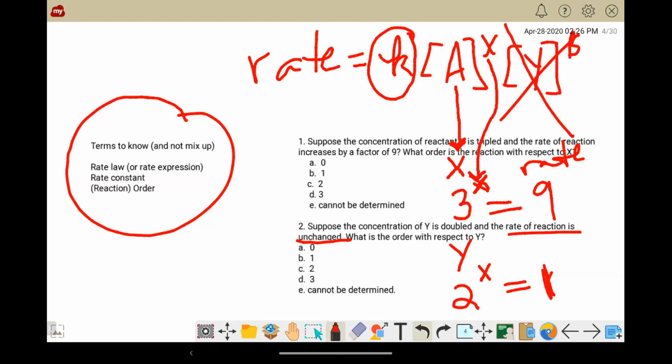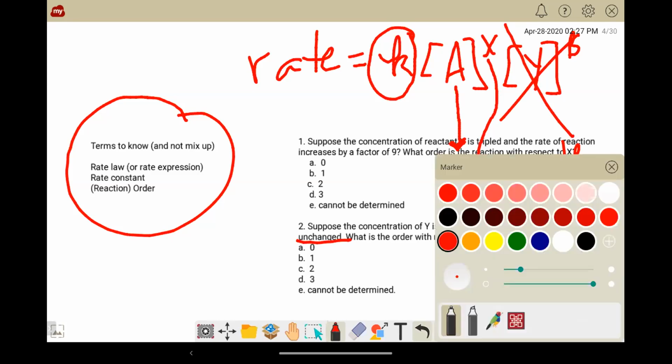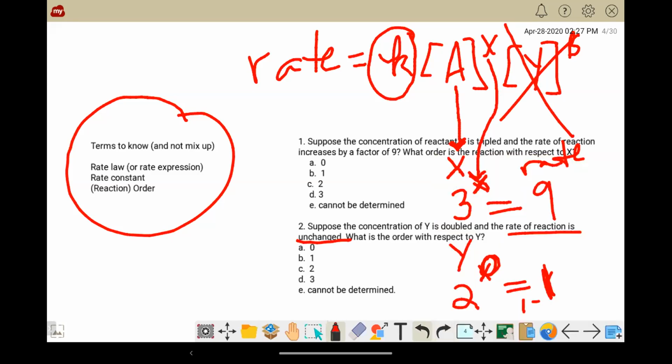Anything raised to the 0 power is 1. So 2 raised to the 0 power is 1. And so then 1 equals 1. And so the reaction is 0 order. Because if I were to plug in 0 for the exponent, then Y to the 0 power is 1, and I wouldn't have Y as a variable in my equation at all.